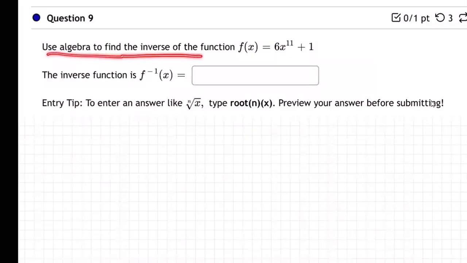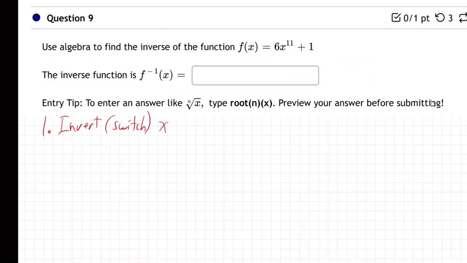Use algebra to find the inverse of this function. So I'm trying to find the inverse. So 2 steps for finding inverses. Step number 1, invert or switch x and y. Again, f is y, so we're going to switch x and y, so it'll become x out here and y over there. Good so far.